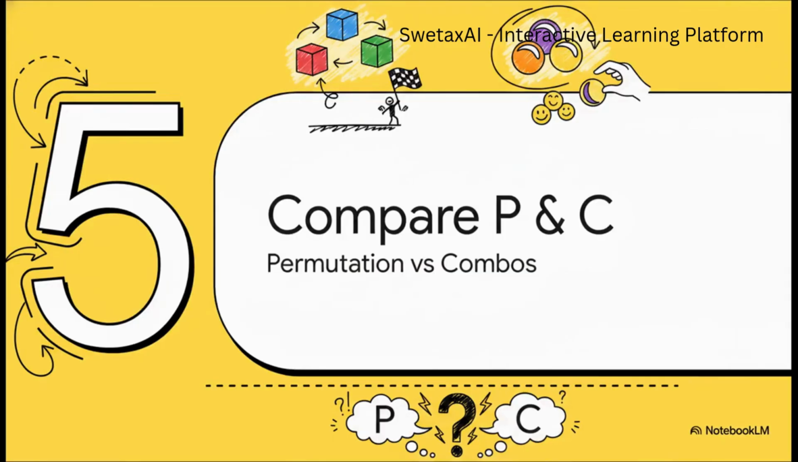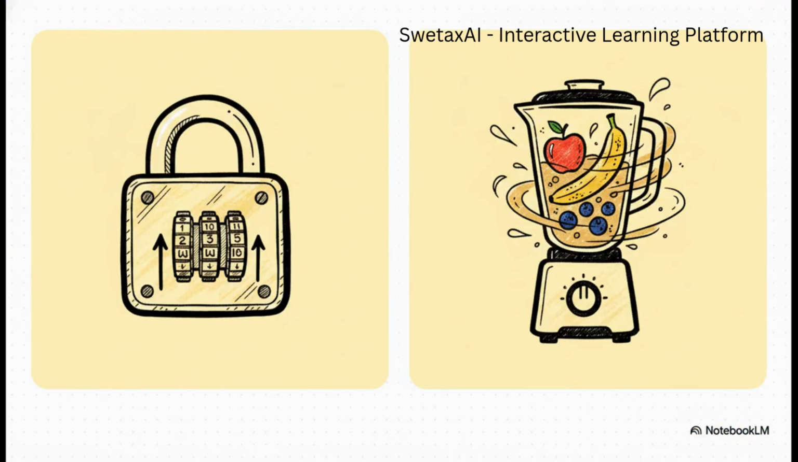Section 5. Permutation versus combination. All right, we've reached the climax of our explainer. If there's one place where students consistently lose points, it is confusing these two concepts. Let's clear it up once and for all. And this brilliantly illustrates the ultimate aha moment. There is a fundamental conceptual separation here.